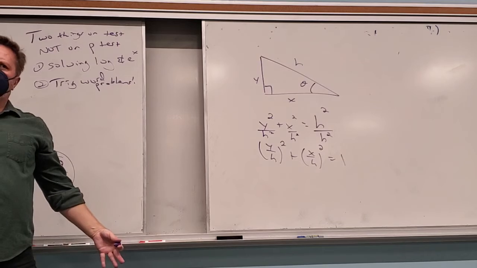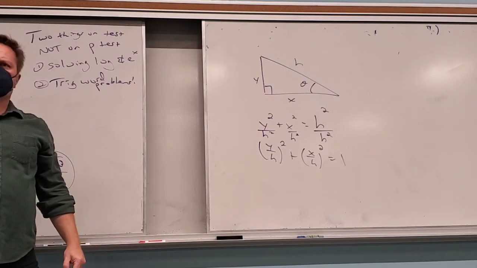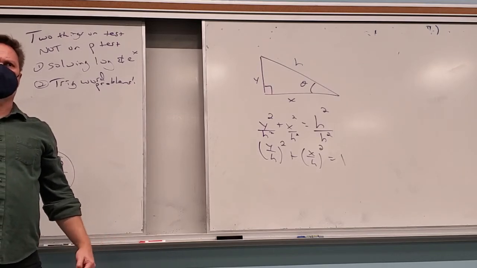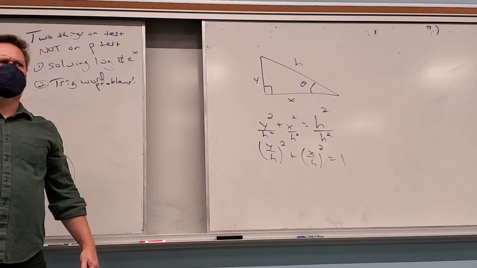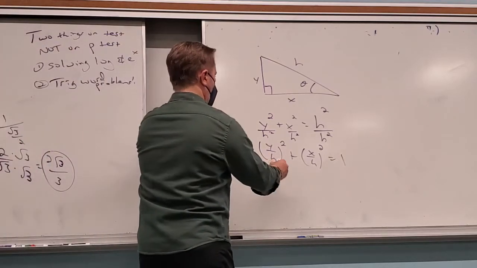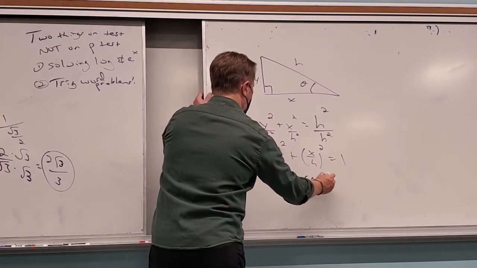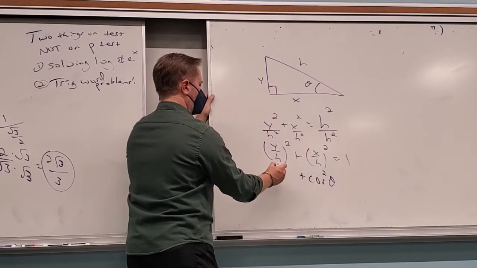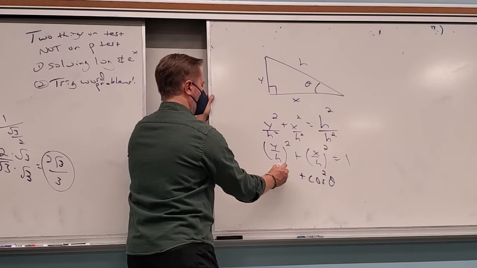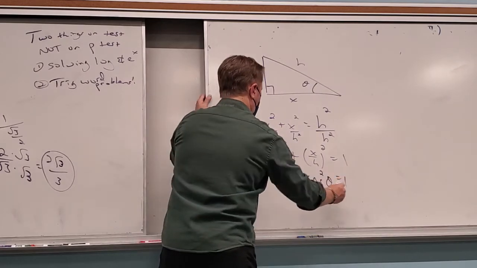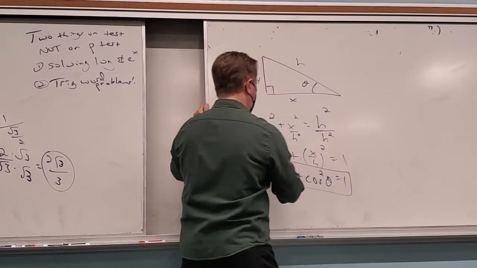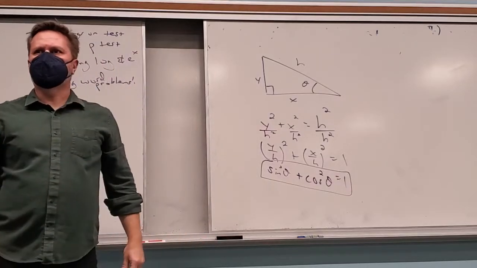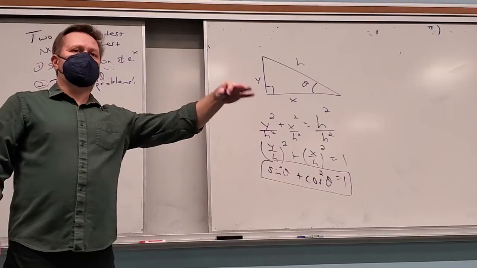Can somebody remember what is x divided by h? What is that defined to be? Cosine. So this is cosine. And what's y divided by h? Sine. So then we get this fact. Sine squared plus cosine squared equals 1. Sine squared theta plus cosine squared theta.